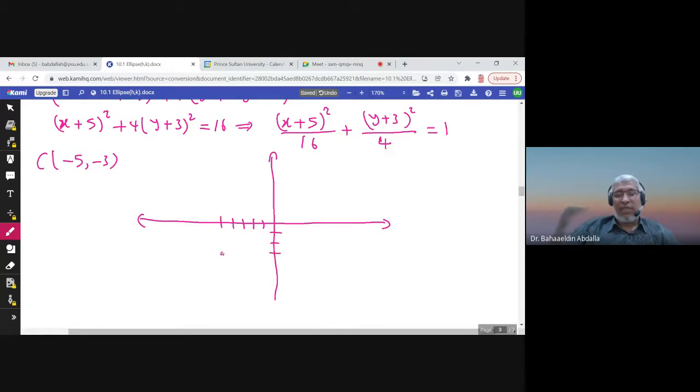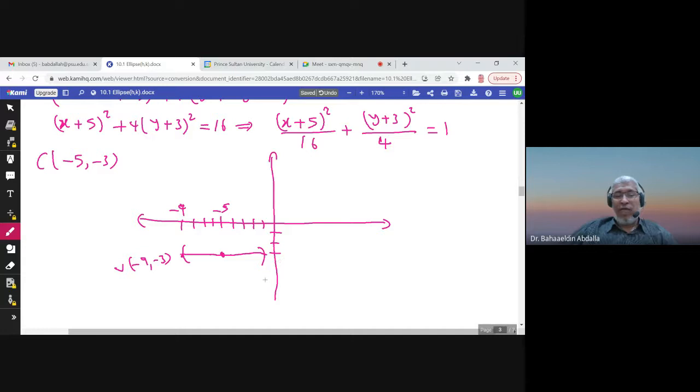So this is the center. 4 units right, 4 units left. This is -5. I reach -9. This is the major axis. The vertices are -9 and -3.